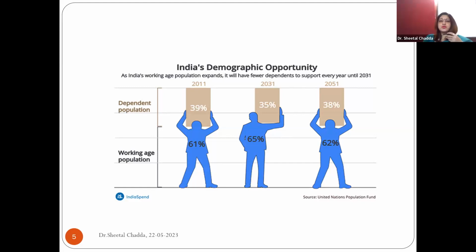Okay, thank you. So if you look at India's demographic opportunity, the kind of population we are supporting, 65% are supporting 35% of dependent population. In the dependent population, you have the elderly and the youngsters who are not yet equipped to work. The volume of India's population is so huge, and out of that 65% is workable population. If there are so many, we definitely need more persons coming out as entrepreneurs.